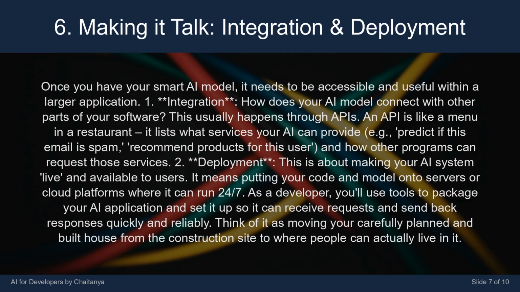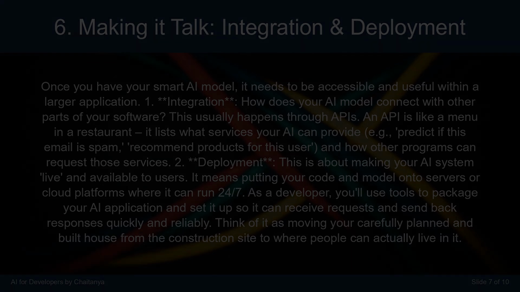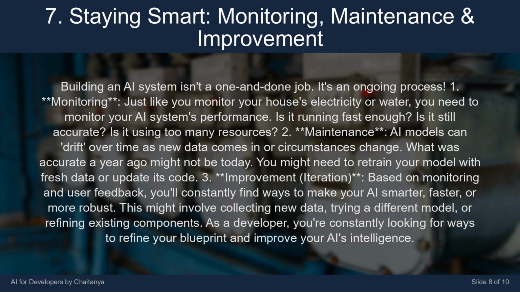2. Deployment. This is about making your AI system live and available to users. It means putting your code and model onto servers or cloud platforms where it can run 24/7. As a developer, you'll use tools to package your AI application and set it up so it can receive requests and send back responses quickly and reliably. Think of it as moving your carefully planned and built house from the construction site to where people can actually live in it. Building an AI system isn't a one-and-done job.